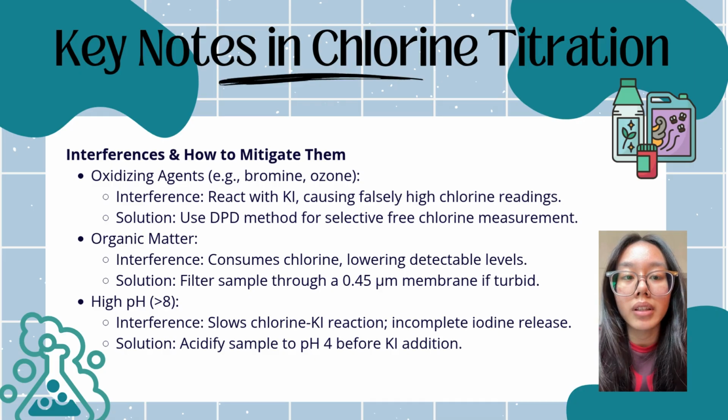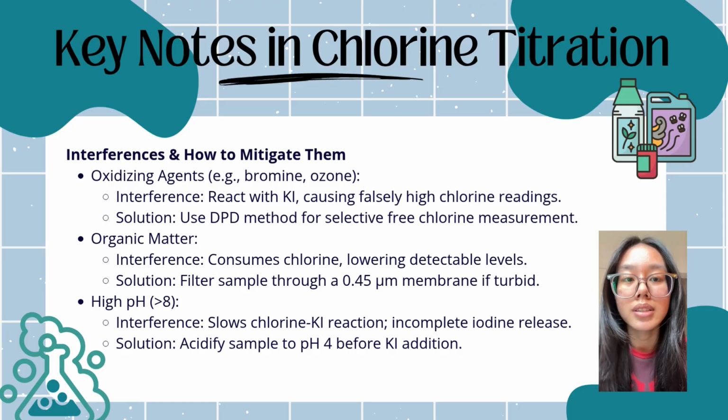Second, organic matter interference. Organic matter can consume chlorine, reducing the actual chlorine available to react with KI, which leads to lower measurable levels. Solution: filter the sample using a 0.45 µm membrane filter to remove turbidity and organic particles before testing.